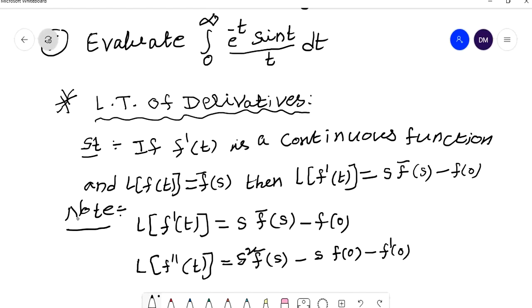So if you have the second derivative, in the formula we can end with the first derivative. If you have the second derivative, you start with s square. If you have the first derivative, you start with s.